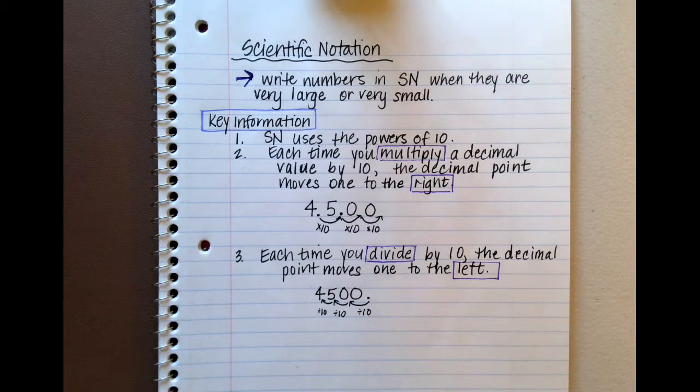So what is scientific notation? Scientific notation is a way that scientists have created to note, that's where the word notation comes from, or to write really, really very large numbers and really, really very small numbers.